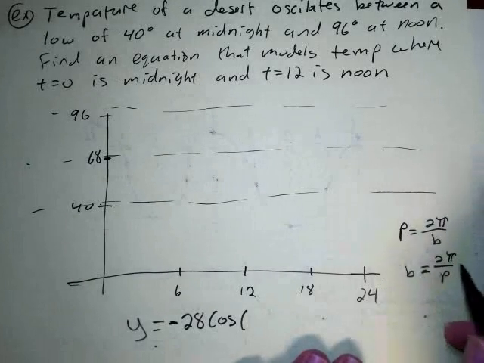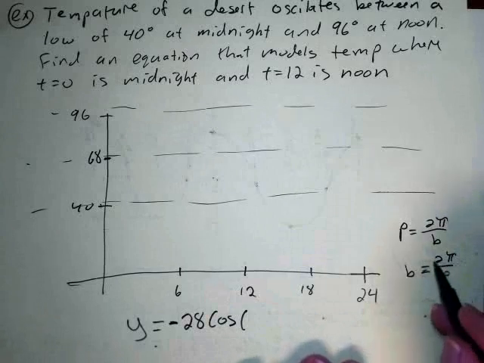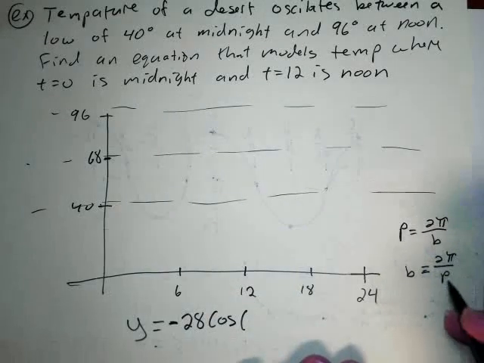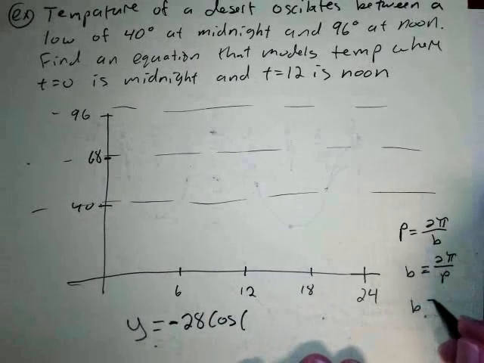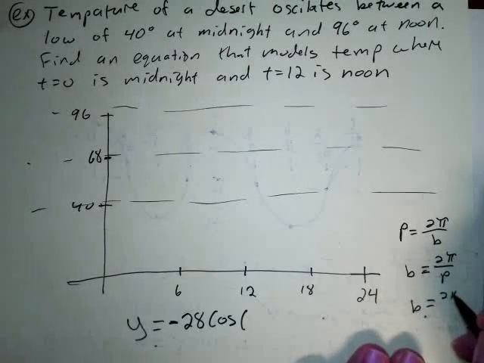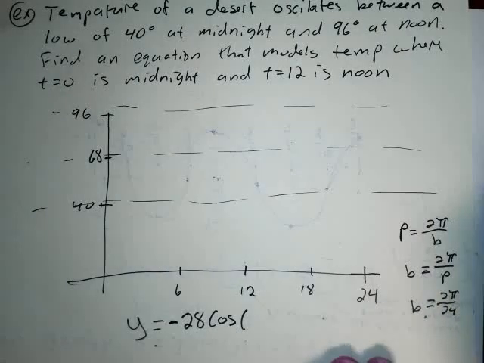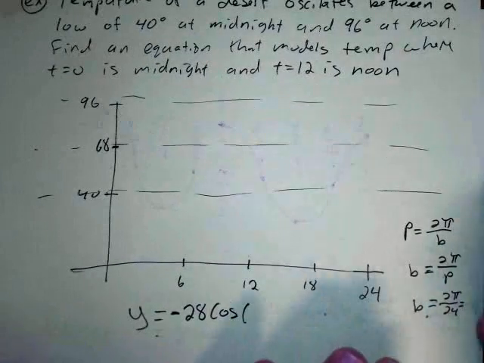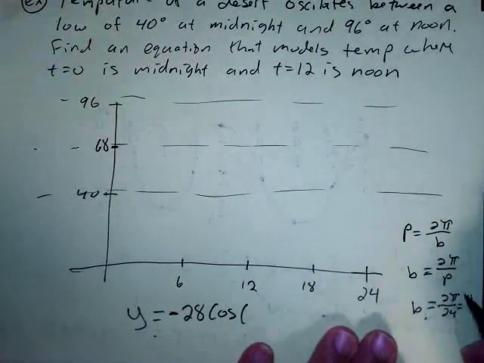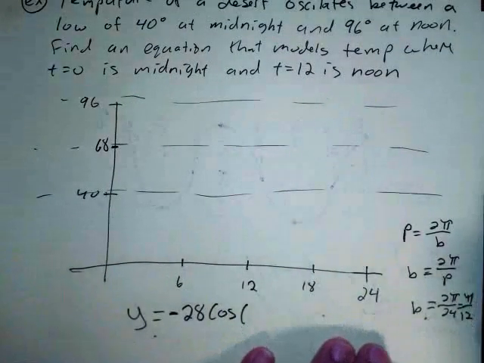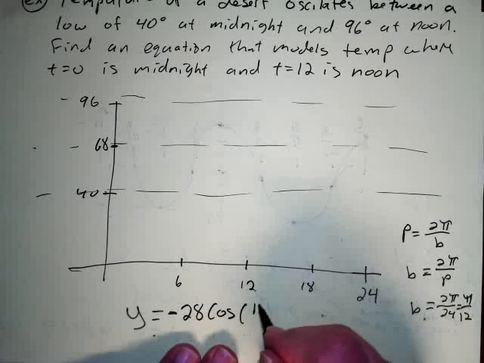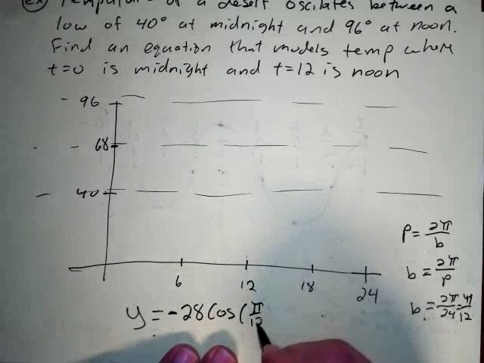Right? So to get the b, it's just like kind of getting the period. You just take 2 pi divided by the period that you want, and then you get what your b needs to be. So I want my period to be 24 hours. Okay? And so this reduces down to pi over 12. So that's what the b here is, pi over 12.